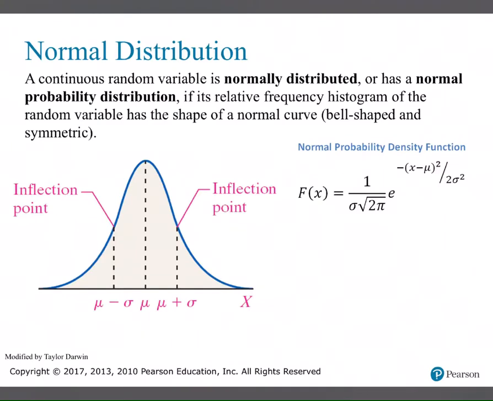A continuous random variable is normally distributed or has a normal probability distribution if its relative frequency histogram of the random variable has the shape of a normal curve, which is also bell-shaped and symmetric, right? They all mean the same thing. We've seen this before. There is something called an inflection point, which you need to know exists, and we'll talk about it a little bit more, but I wouldn't worry too much about it. This isn't the thing you should worry about the most by far.